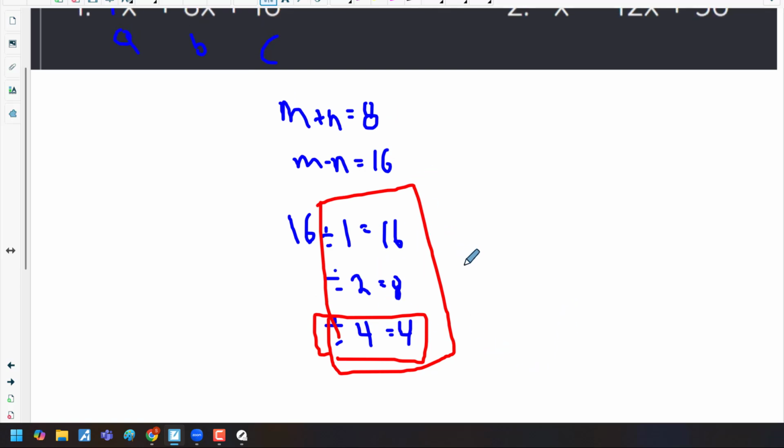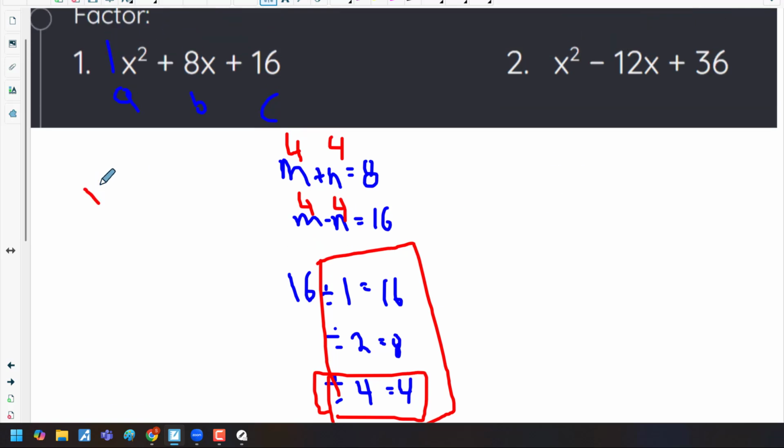Now which one of these makes sense? Well, 1 plus 16 is not 8, 2 plus 8 is not 8, 4 plus 4 is 8. And we're just going to use that trick that I showed you. This is going to be x plus 4 times x plus 4. That's the answer. The only reason to call this a perfect square is because both brackets are exactly the same. It's not really special in any regard, other than the fact that the two brackets are exactly the same.